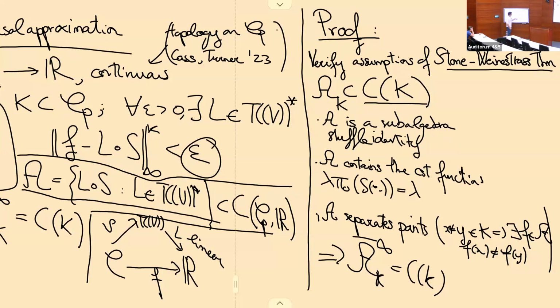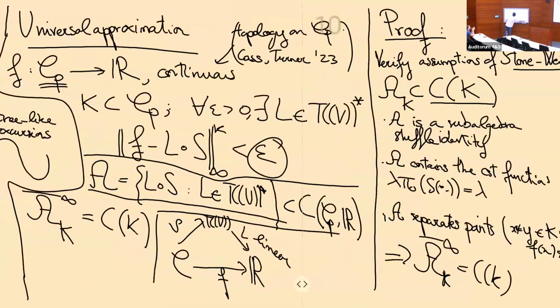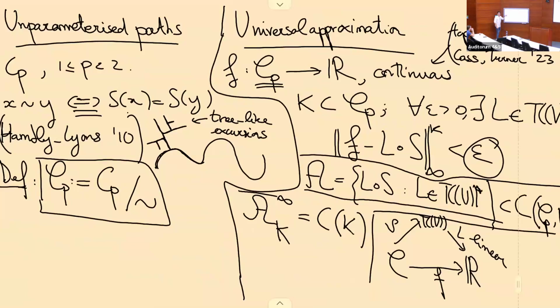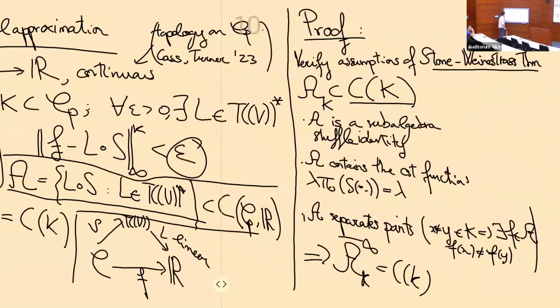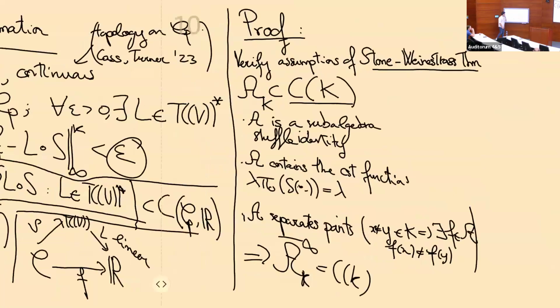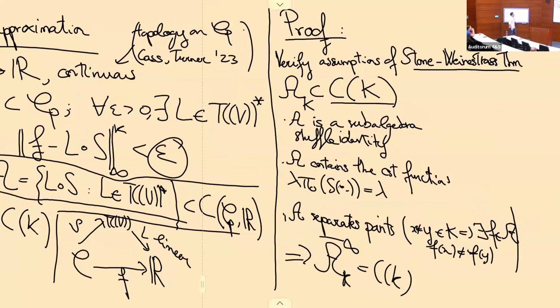And then the fact that A separates the points comes from uniqueness. It comes exactly from the fact that we are working on unparameterized paths. If I have two paths that are different, I can always find a linear functional on the signature that keeps them different, because we are working on equivalence classes. Otherwise, this would not be true. Yeah, that's the proof. It's a simple application, well, simple once you know all the rest.